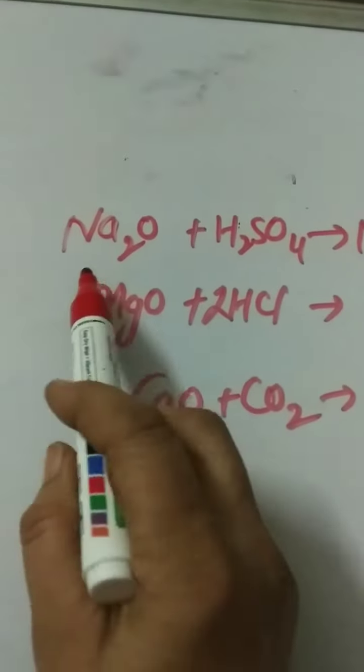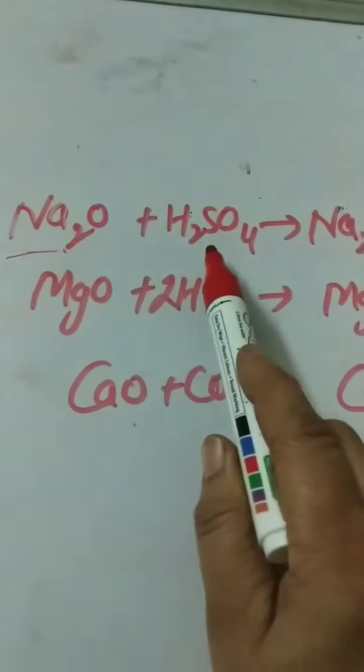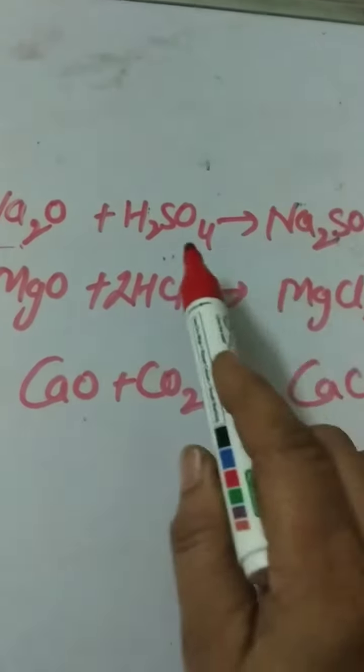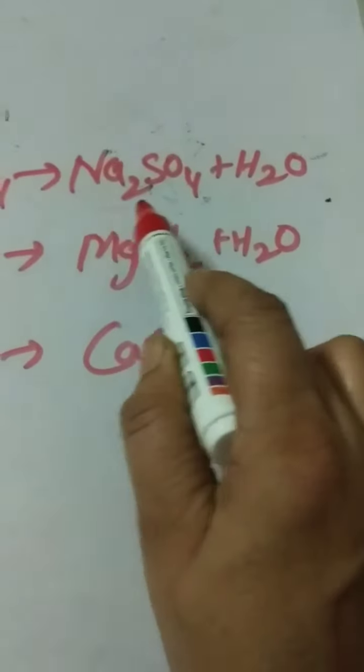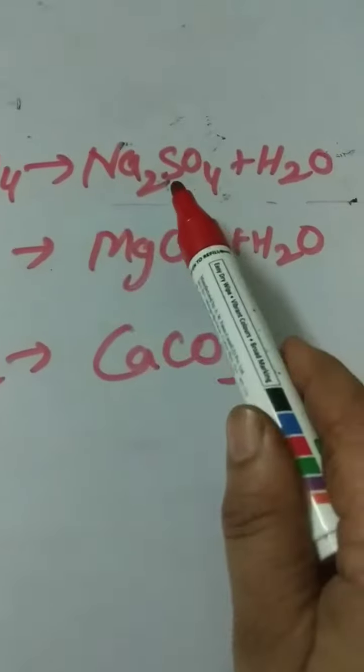See this reaction, sodium oxide when reacting with acid. These are the bases, these are acids. When they react together, they form salt and water. When sodium oxide reacts with sulfuric acid, which salt is formed?